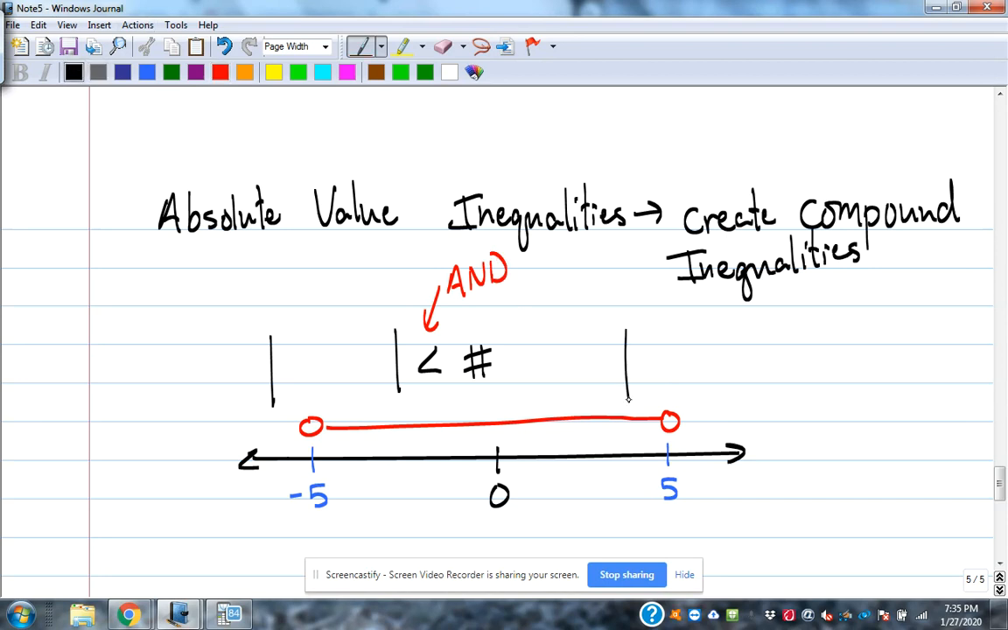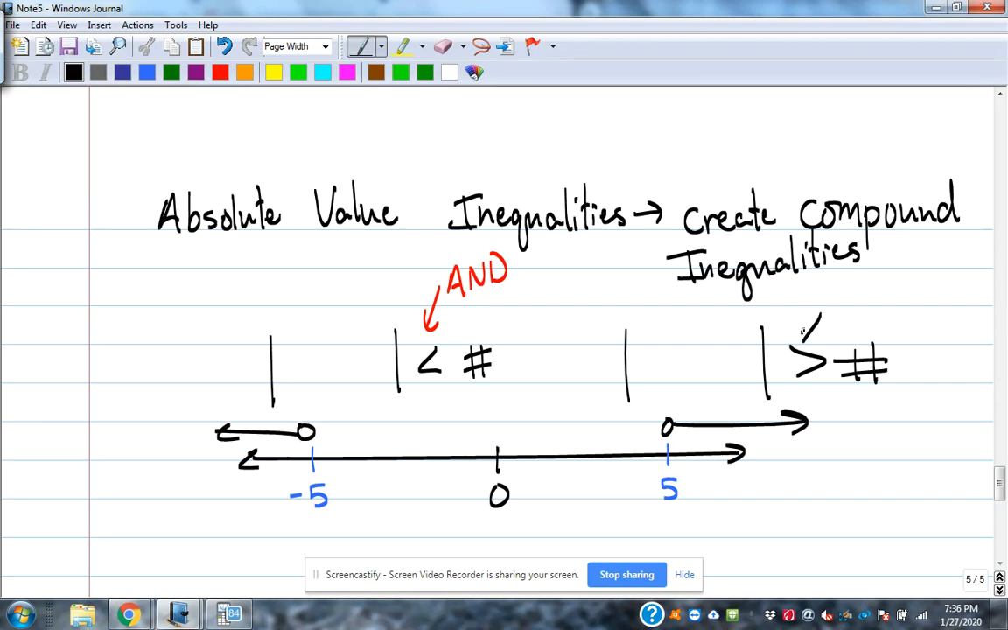If it's absolute value greater than a number, so taking the same idea, and it's greater than 5, what kind of numbers have an absolute value bigger than 5? Numbers that are outside of 5, like 6 and 7 and all that. And over here, outside of -5, so that's -7, -8. So those graphs do this. And those are or problems. And problems come from less thans, or problems come from greater thans.